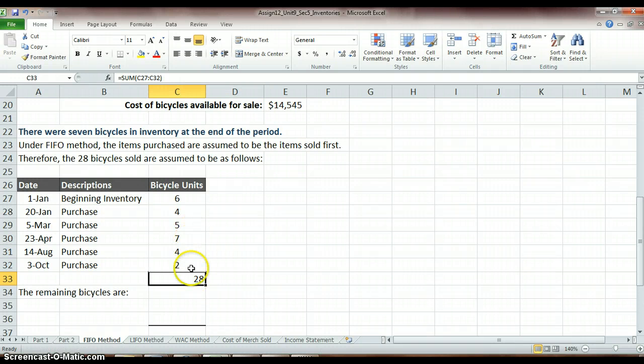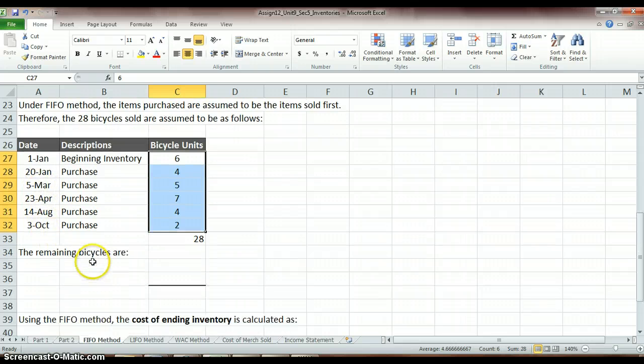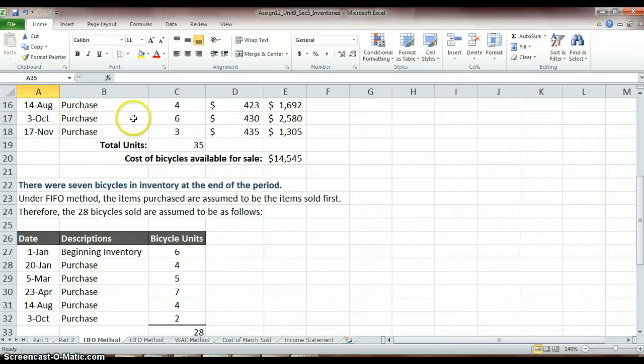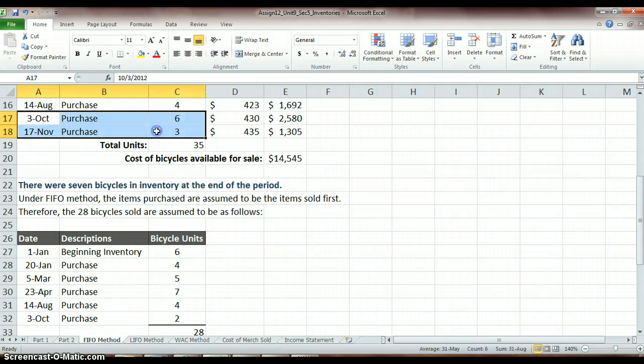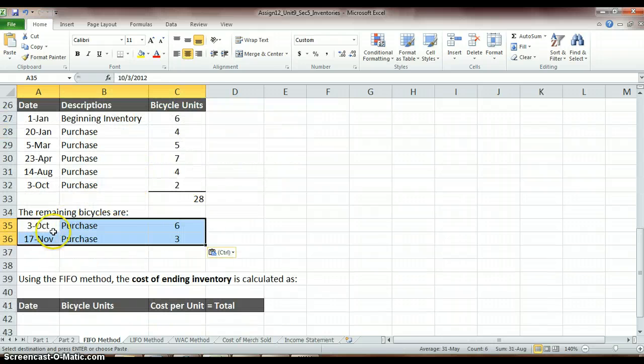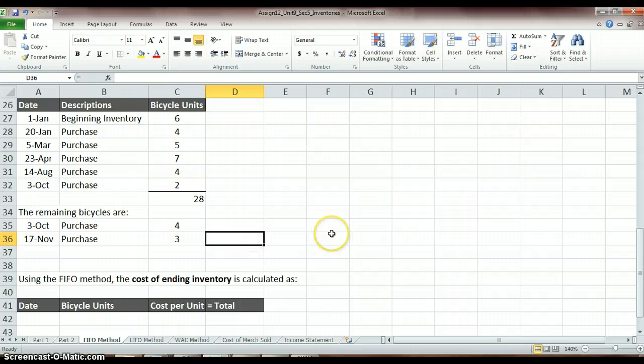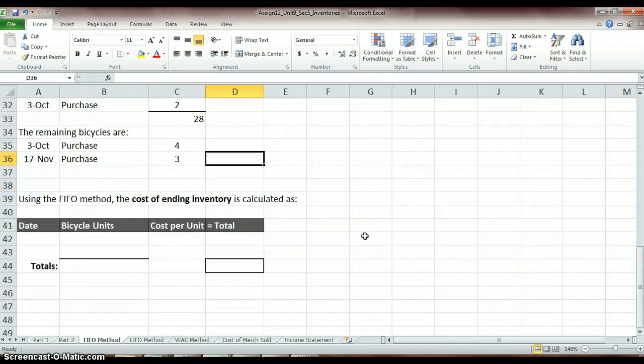right here. Okay, so there's the 28 bikes that I sold came from my beginning inventory, my January purchase, my March, April, August, and part of my October 3rd purchase. So then I know that my remaining bikes, what do I have? When I go back up to my list up here, I have 4 remaining from my October 3rd purchase, and then I still have the 3 left over from my November purchase. So I can copy those down to here. Change this to, I have 4 bikes left over from that October purchase. So those are my remaining bikes.